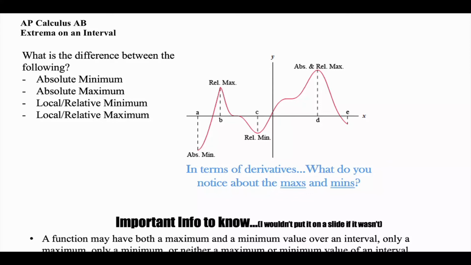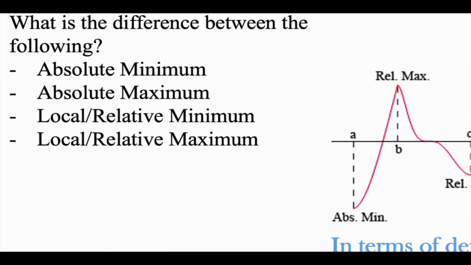Okay, so we talk about extrema on an interval. Extrema are one of four things: absolute minimum, absolute maximum, local or relative minimum (sometimes it's called local, sometimes it's called relative), and local or relative maximum. Minimums are low points in a graph. Maximums are high points in a graph.